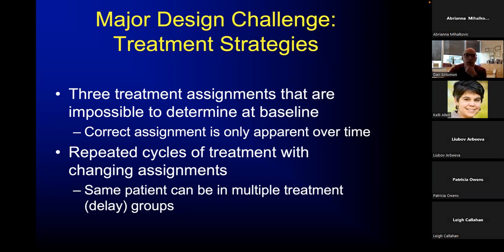And the other thing is that there are repeated cycles of treatment. So people are treated every 6 months, hopefully, but it may be that in cycle 1, they delay 1 month. So we would call that no delay. And in cycle 2, they might delay 2 months. That would be called a short delay. And in cycle 3, they could delay beyond 4 months. That would be a long delay.